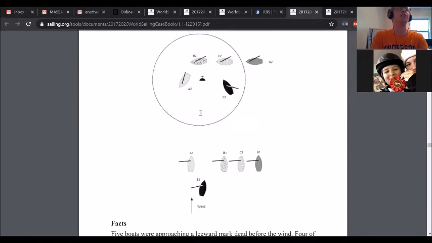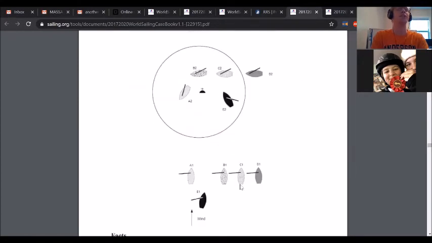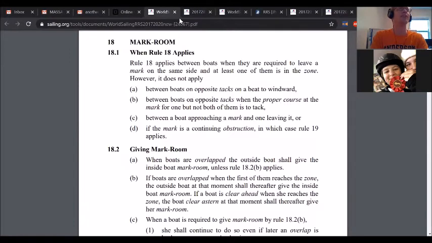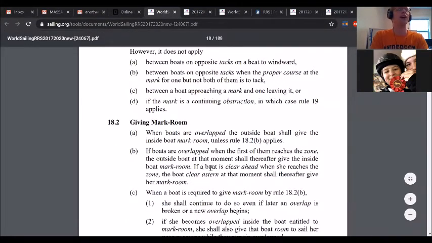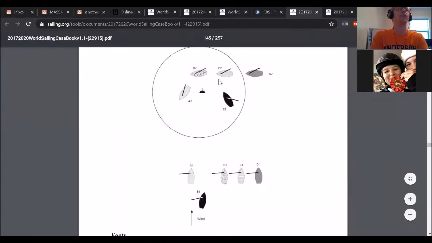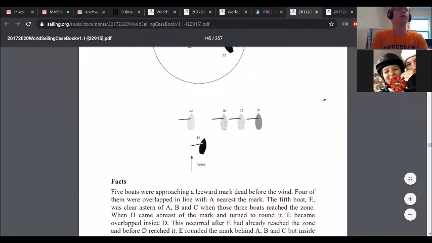Just D. So C still had it, because they still would have been probably clear ahead when they got to the zone, so E would have had to stay behind C because C was clear ahead and got into the zone. So you'd have 18.2b, the second sentence of it, right? This guy right here. Boat C was ahead of E, but D lost it. So that's one of the reasons we don't want to be on the outside. So, nice way to illustrate it.